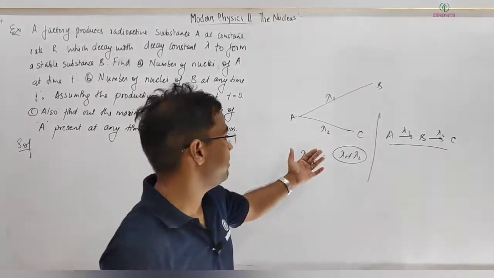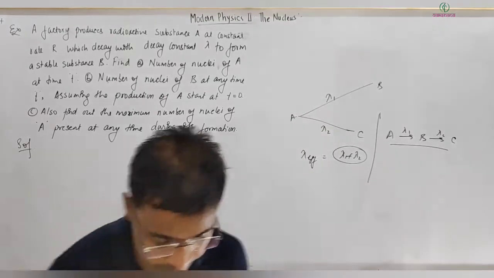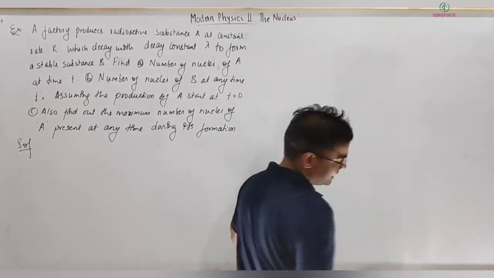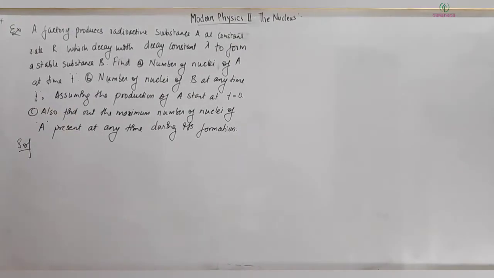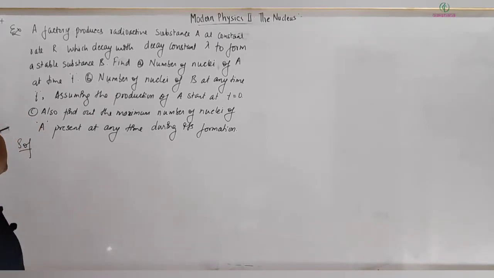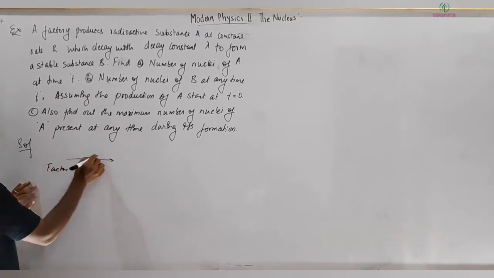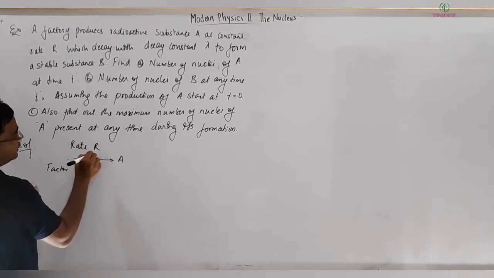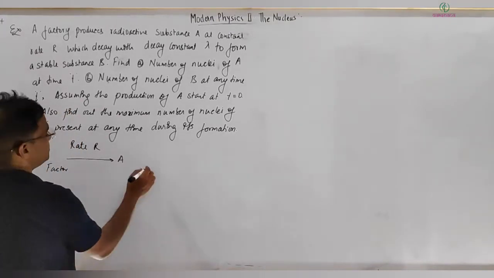Let me first solve the application of these things with this example, and then we will continue with more topics. Let me read the problem first. Try to understand what the question is exactly saying, then we will think about its answer. Here, a factory produces radioactive substance A at constant rate R, so this initial production house is the factory which is producing A at constant rate R nuclei per second, with decay constant lambda to form a stable substance B.